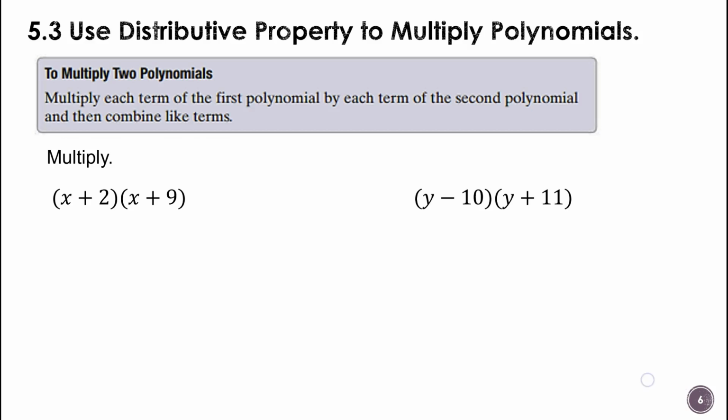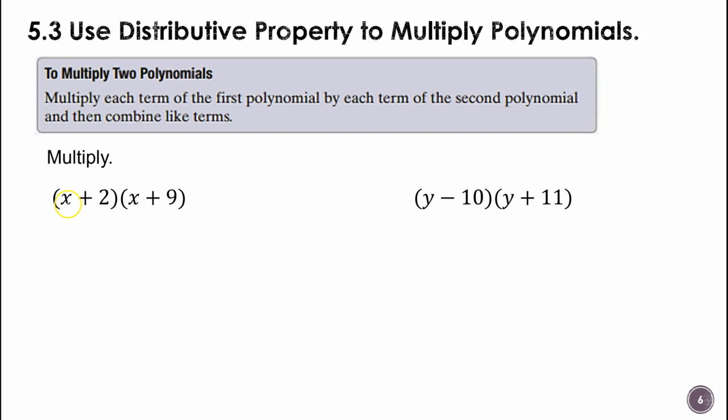All right. Okay, so now we're multiplying two polynomials. And we multiply each term of the first polynomial by each term of the second polynomial and then combine the like terms. So there's an order to this that is going to be handy for you. What we're going to do is use distributive property more than once.